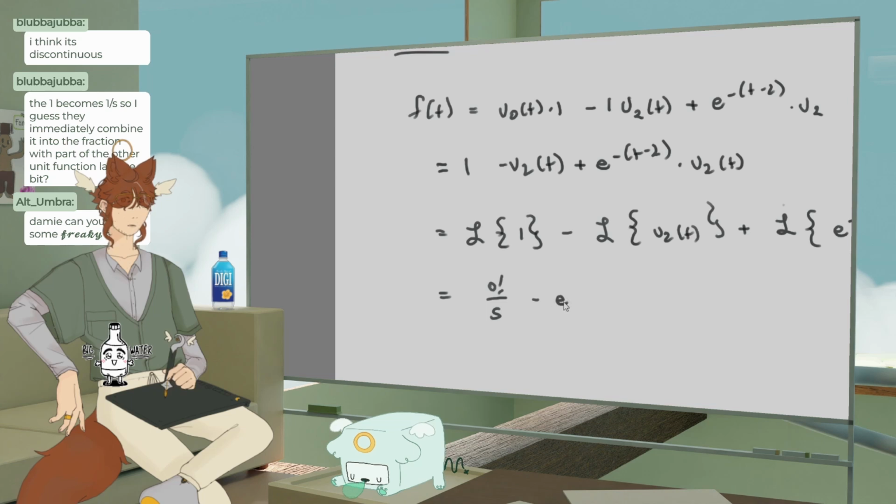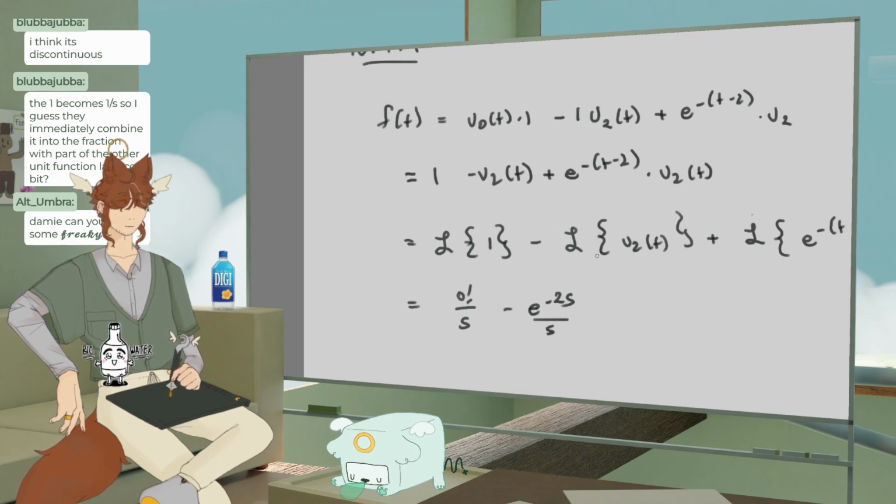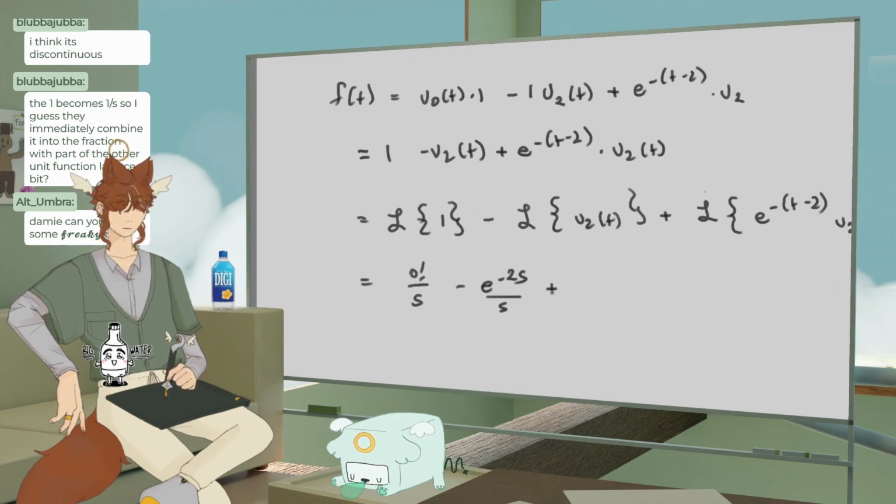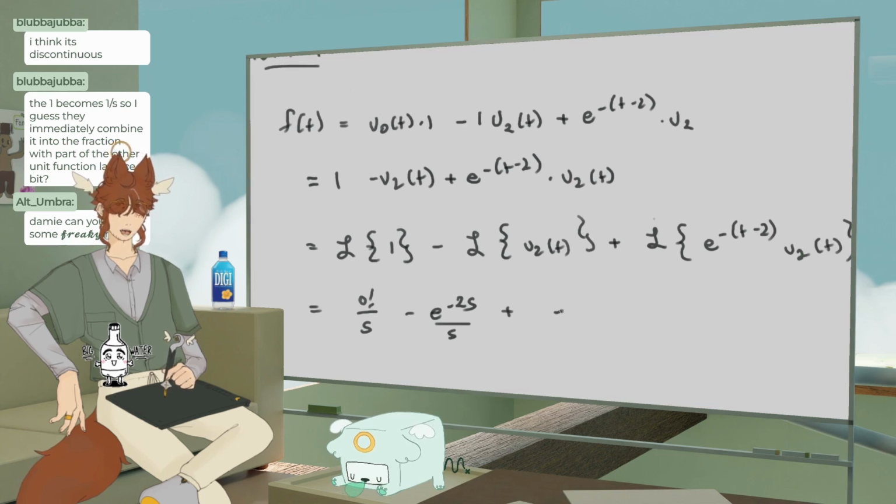This will be negative e to the negative 2s over s. Oh, I see what you were saying. You're so right. We e to the negative 2s. And I think we just plug in t plus 2. So then this would be e to the, I think that's what makes the most sense. E to the negative t then.